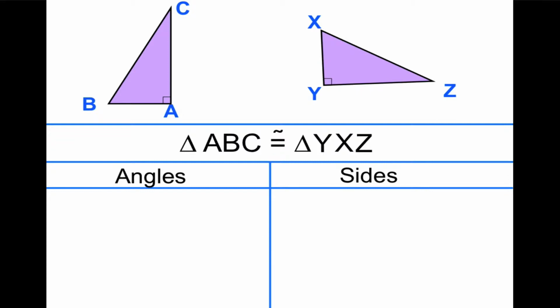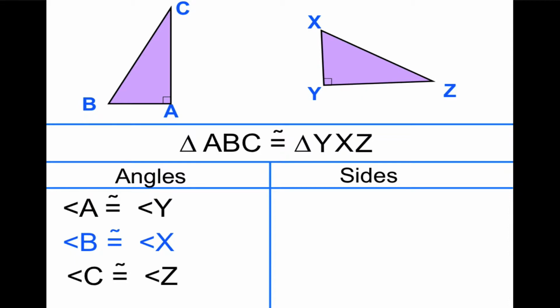Since they're congruent, we know that all their angles and all their sides are congruent. So let's name all the corresponding parts which are congruent. The angles will have the same measure, and the sides will have the same length. We can write this as follows. Angle A is congruent to angle Y, and we can see that they both equal 90 degrees. Angle B is congruent to angle X, and angle C is congruent to angle Z. That's naming all the corresponding angles.